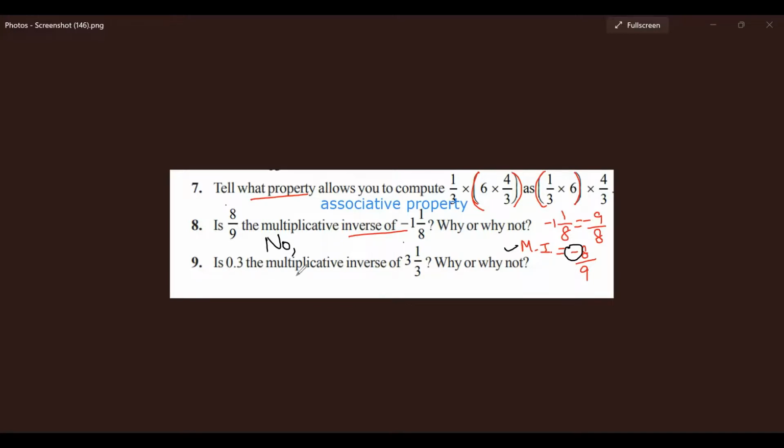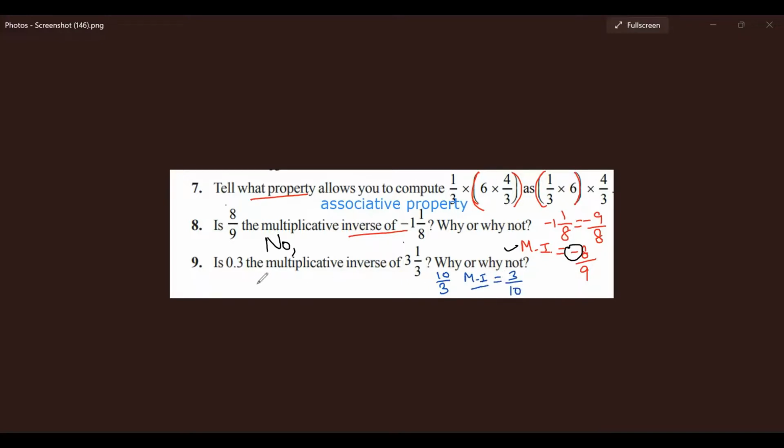Is 0.3 the multiplicative inverse of this? The same thing is asked: is 0.3 its multiplicative inverse? So let's check. First we will make it an improper fraction. 3 is 9 plus 1, 10. So this is 10 upon 3. Now we will write its multiplicative inverse, that would be 3 upon 10.